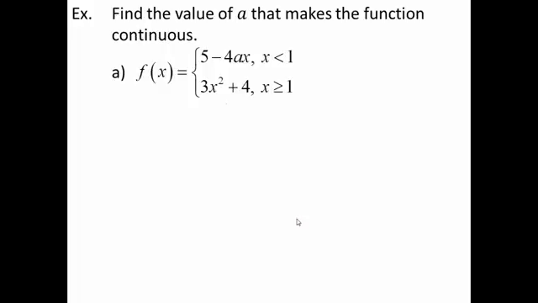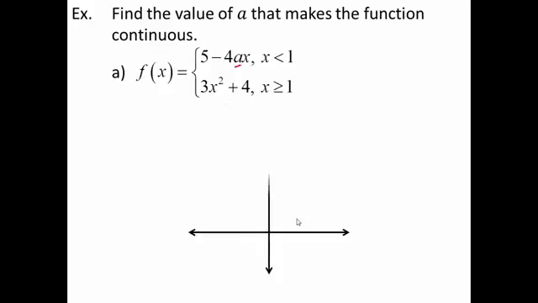Now here let's look at a different type of question, one of my favorite types of questions. Hint, hint, nudge, nudge. Find the value of a that makes the function continuous. So in this case, I'm not asking you to find where it's discontinuous. I'm asking you to find what a value would make this function continuous, because for most values of a, if I just picked a random value of a, odds are that this function would end up having a jump at x equals 1. So I want to find the single value of a that would make the left side and the right side meet up at the exact same point.